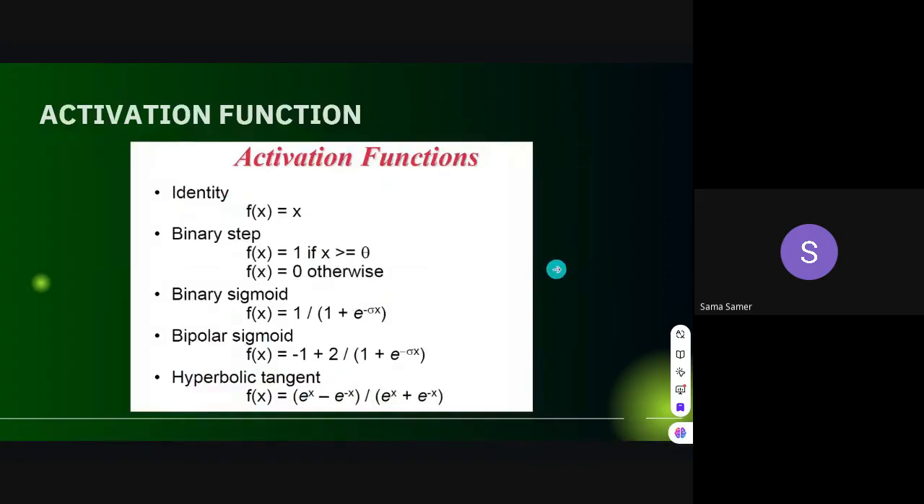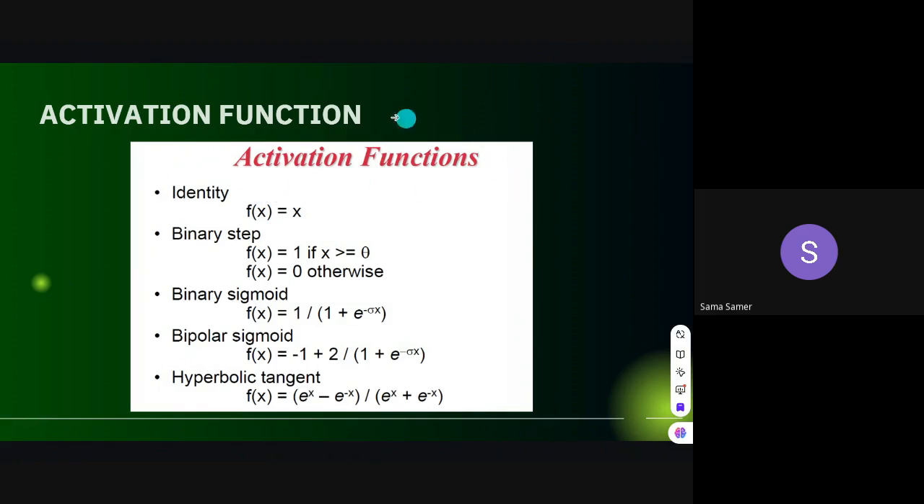So this is a simple version. Are there any questions till now? And take care that the input layer does not calculate the activation function and the summation and so on. It is just an input layer to enter our features.